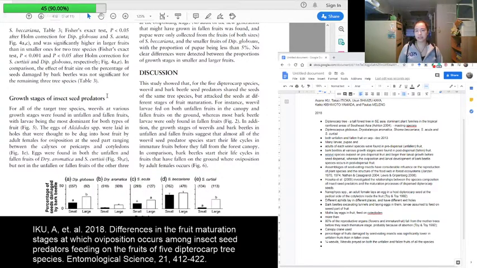So, growth stages of insect seed predators. Weevils were at various growth stages in unfallen and fallen fruits. Larvae were the most common stage. The eggs were laid in holes, thought to be dug into the host fruit by adult females. That's where it is on the seeds, or the fruit they're laying on. Eggs were found in both.